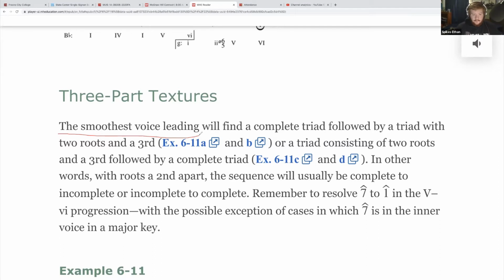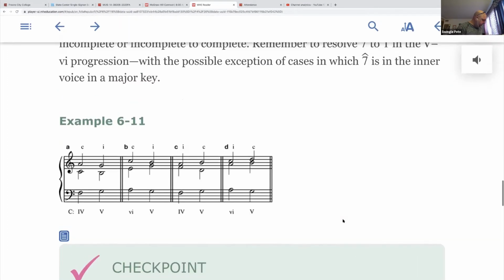Yeah. We all right with that? And this is still for part writing with a second, where the roots are going up a second or down a second. Up or down a second in root position. Okay, no inversions. Yep, you're right. Good.